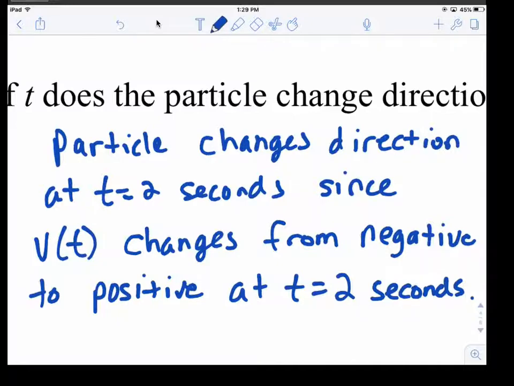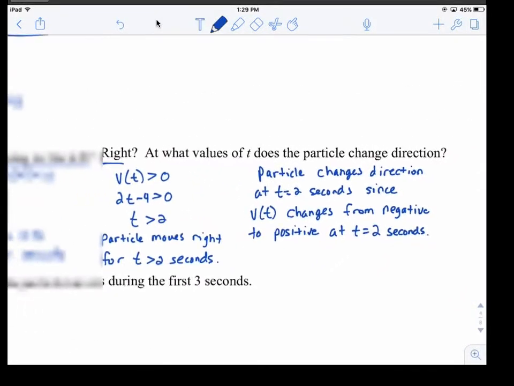I would put negative to positive because that's what you showed earlier, with the function being less than or greater than 0. All right, so anytime it asks you when it is changing direction, you need to include this kind of statement. It changes direction at this time since the velocity goes from negative to positive or positive to negative at this particular moment. So you have to get used to writing this sentence.